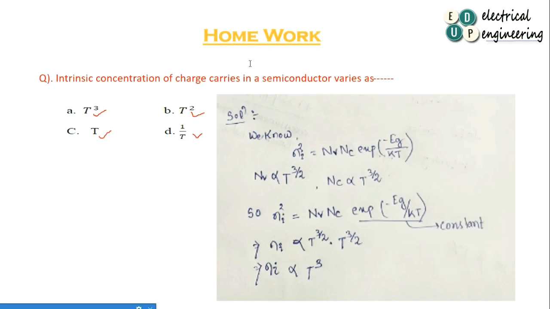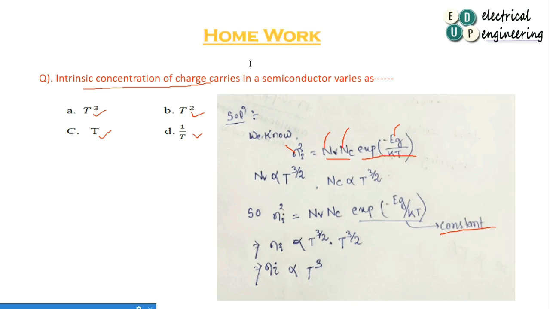Now the solution. In the previous class, I discussed the Ni square formula, which is Ni square is equal to Nv into Nc into exponential of minus Eg by Kt, where Ni is intrinsic concentration of charge carriers, Nv is effective density of the valence band, Nc is effective density of the conduction band, and Eg is the energy band gap. Here exponential of minus Eg by Kt is constant. So Ni depends upon Nv into Nc.